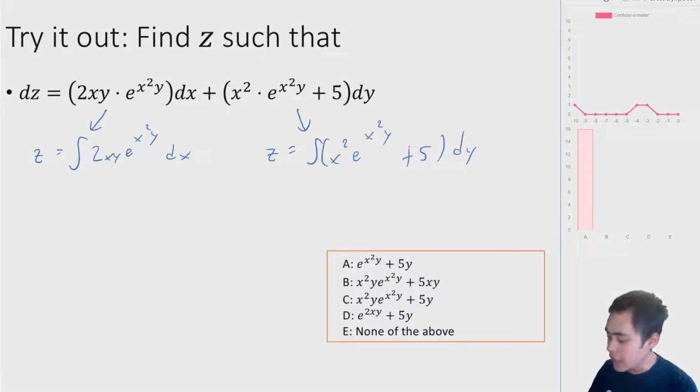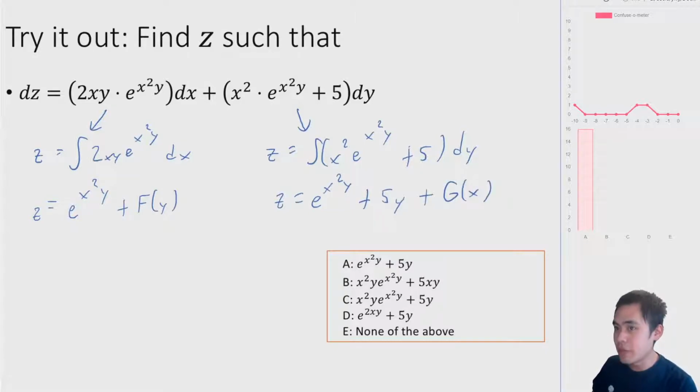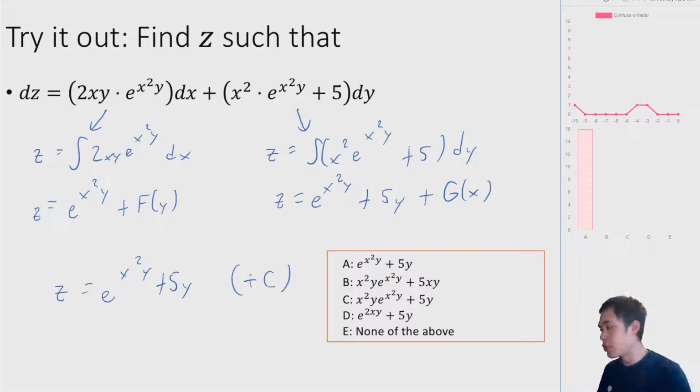A. Okay, yeah, and when we write this out, what we get on this left-hand one is e to the x squared y. And of course, you need to do a u substitution here, but I'm just going to do it implicitly. So z is equal to e to the x squared y plus some function of y, because of course y is constant there. And z is equal to e to the x squared y plus 5y plus some function of x. And you get that z is equal to e to the x squared y plus 5y, plus c, but we are going to mostly ignore those for the time being.